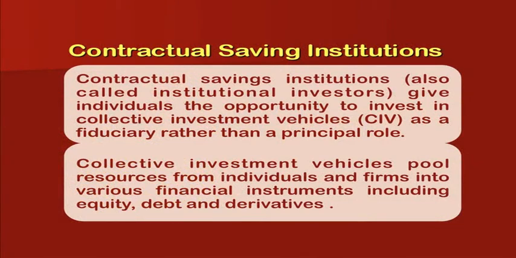Now, contractual saving institutions. The contractual saving institutions, also called institutional investors, give individuals the opportunity to invest in collective investment vehicles as a fiduciary rather than the principal role. Collective investment vehicles pool resources from individuals and firms into various financial instruments, including equity, debt, and derivatives. So, here you can invest as a fiduciary, that is, you can pool up your funds and can invest in equities and shares through mutual funds or through other derivatives to earn profits.